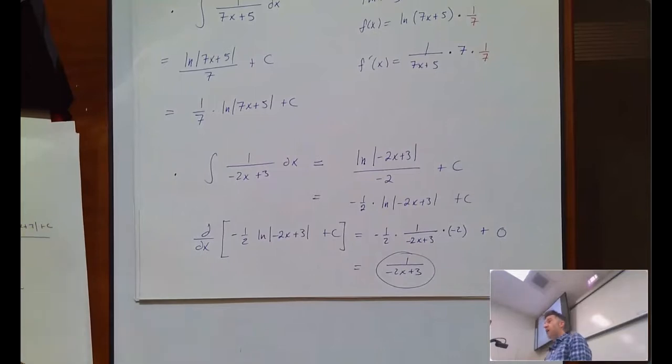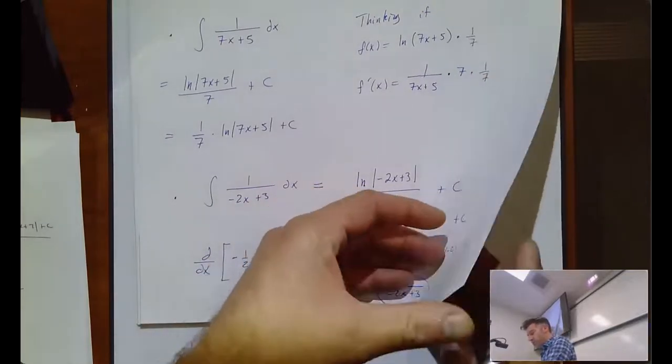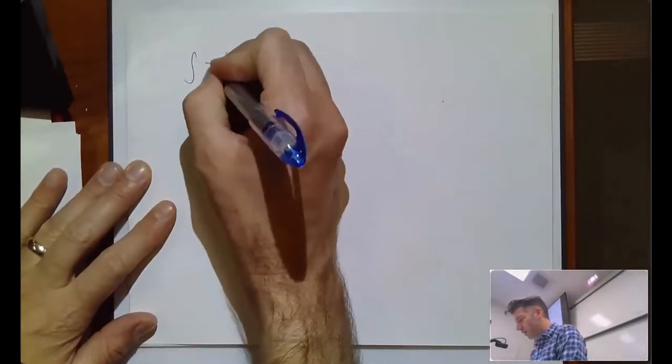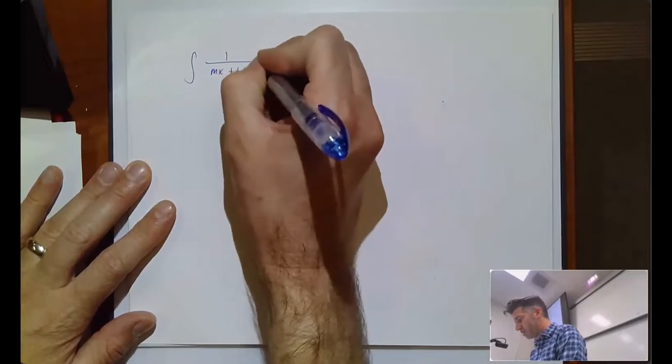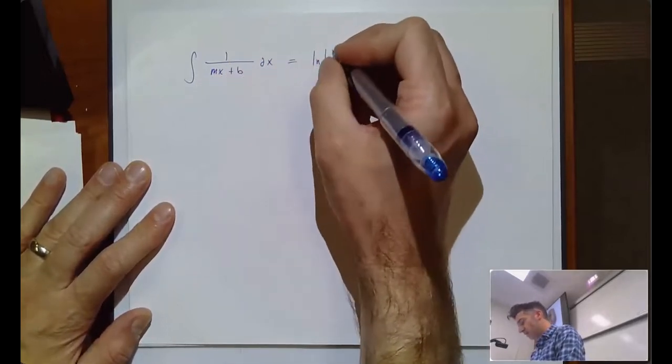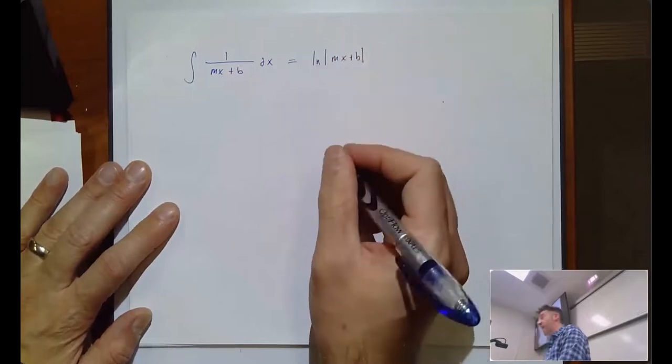So we can actually make a very general rule here. And the rule is the following. If we want to find the antiderivative of 1 over mx plus b, it's going to be the natural log of the absolute value of mx plus b divided by what?